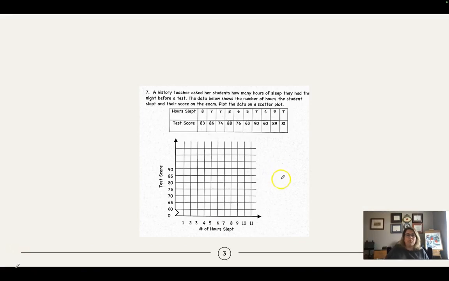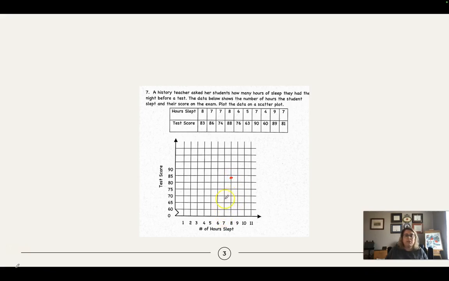Here we have an example. It says a history teacher asked her students how many hours of sleep they had the night before a test. The data below shows the number of hours the student slept and their score on the exam. So we're going to start by putting points on here. Hours slept is time, so it goes down here with the X, while the test scores go over here on the Y. So, when you had 8 hours of sleep, this student got an 83, which would be right about there.